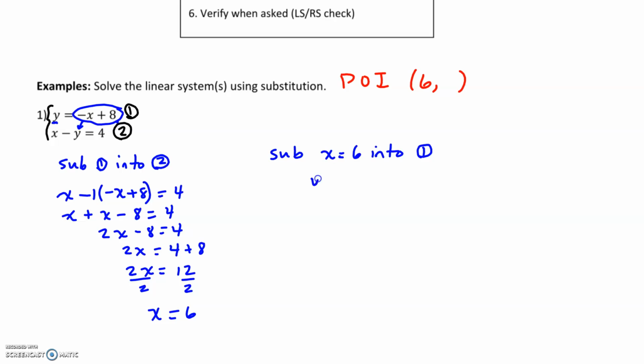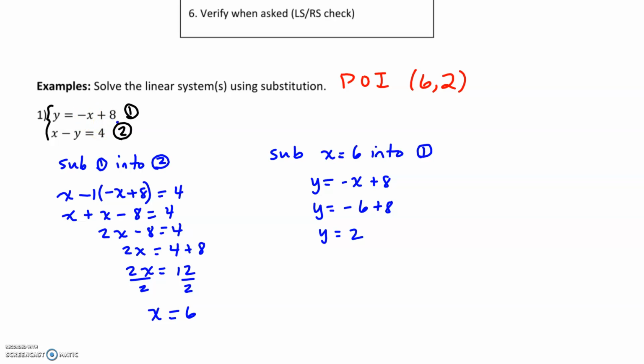So equation 1 is y equals negative x plus 8. I'm going to sub 6 in, oops, sorry guys, I wrote that wrong. Negative x plus 8. I'm going to sub 6 in where x is. So that'll be y equals negative 6 plus 8, and that will be y equals 2. And so I finished off, and that's my POI. Okay, and that's substitution. So that is where line 1 and line 2, if I was to graph them, that's the point where they cross.